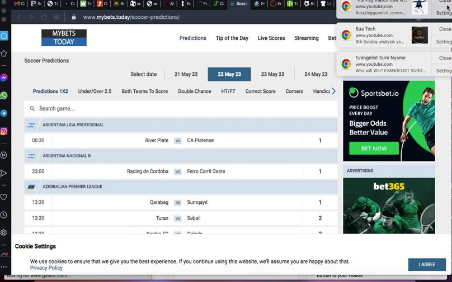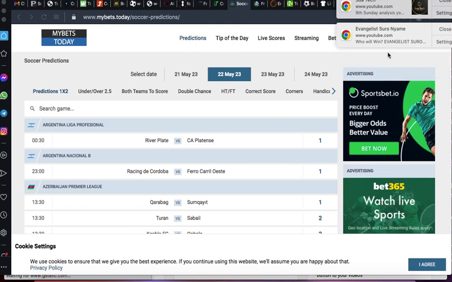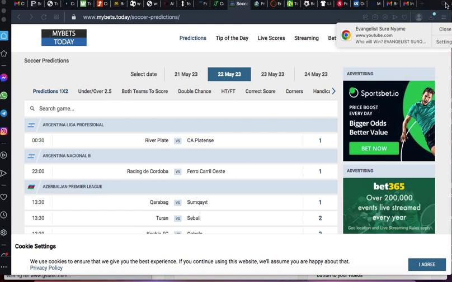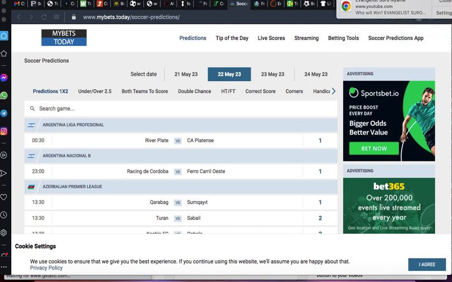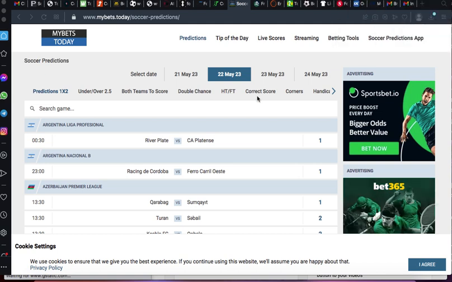You can see they have both teams to score as a category or market here. They have double chance markets. They have halftime, full time markets, and they have correct score markets. They have corners markets. They have handicap markets. They have almost all the markets that you can put some money on. Right now we are going to focus on overs and unders for over 2.5 goals and the corners.